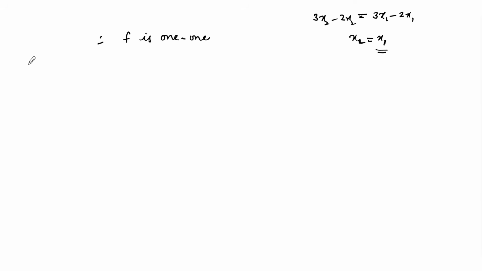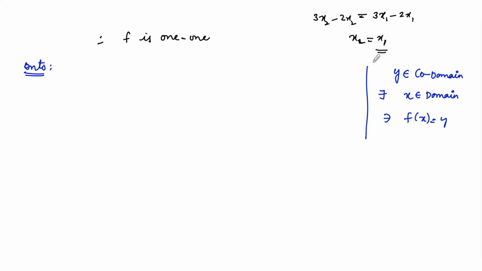Now let's check onto. So the definition of onto: for y belonging to the codomain, there exists at least one x belonging to the domain such that f of x is equal to y. So let's use this definition to check whether the given function is onto or not.